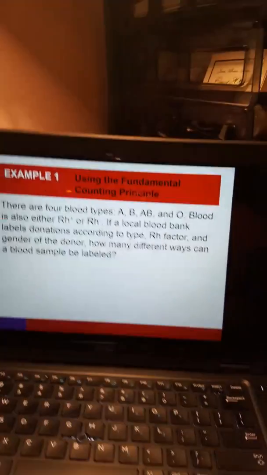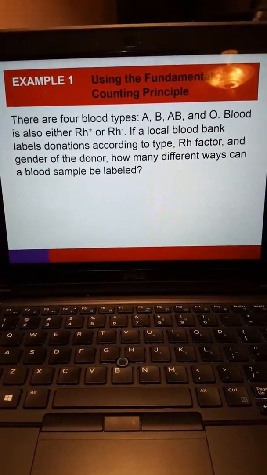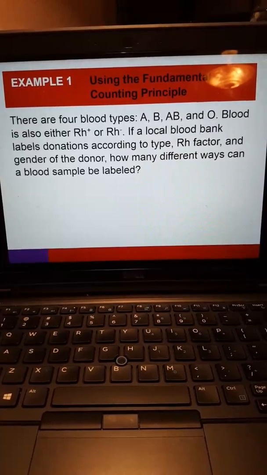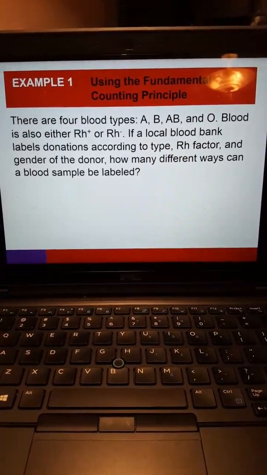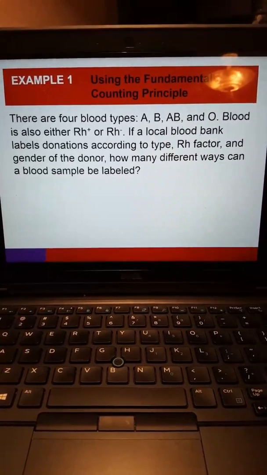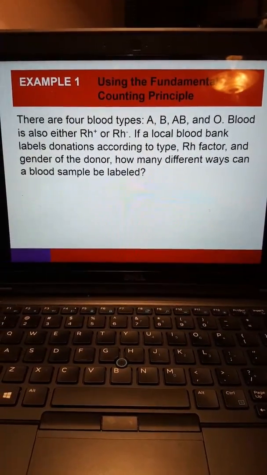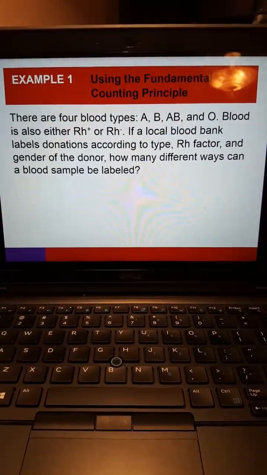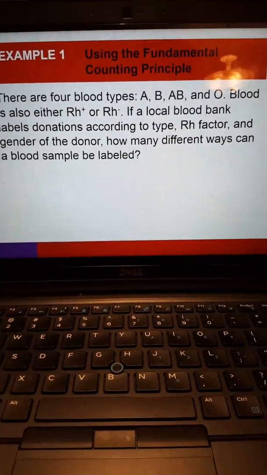All right, this is going to be the first example. It says there are 4 blood types: A, B, AB, and O. Blood is also either Rh positive or Rh negative. If a local blood bank labels donations according to type, Rh factor, and gender of the donor, how many different ways can a blood sample be labeled?